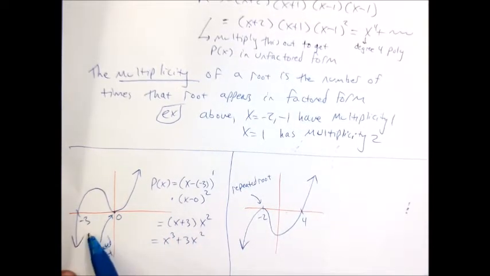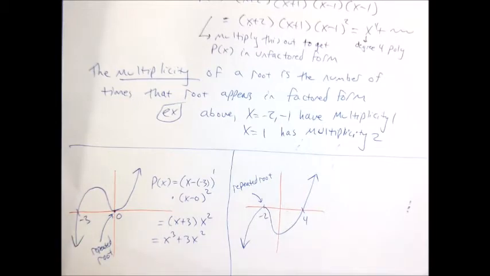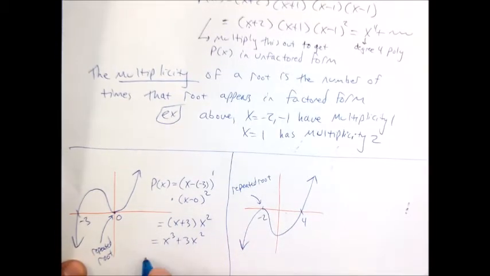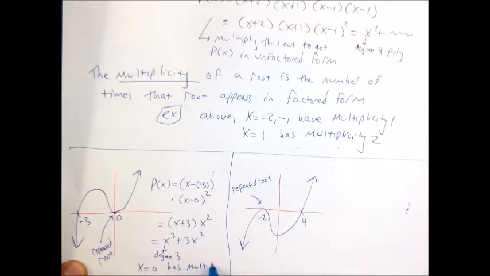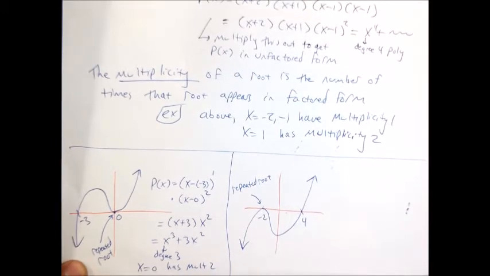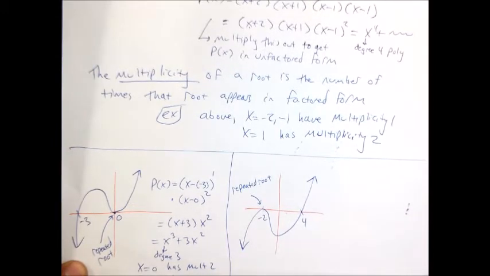And that fits this graph because this is degree 3. Right? We've got a degree 3 with a positive coefficient. And so the ends are pointing in the right ways, and so that makes me feel good that this is right. So this is degree 3. We see that 0 has multiplicity 2, and x equals -3 has multiplicity 1.